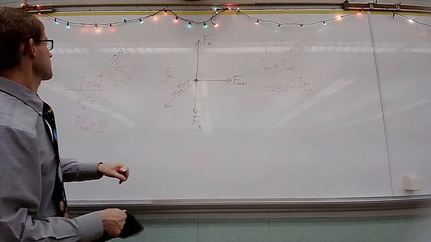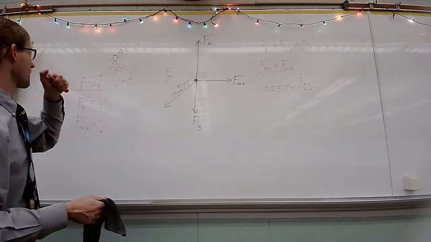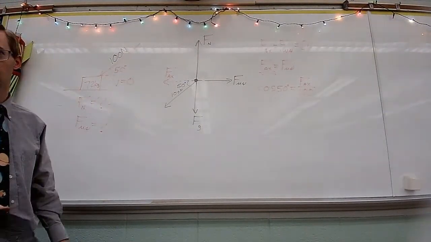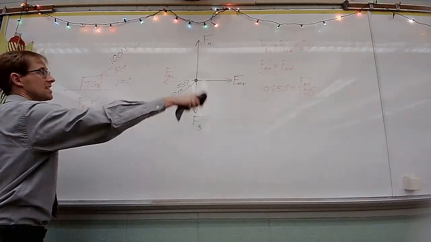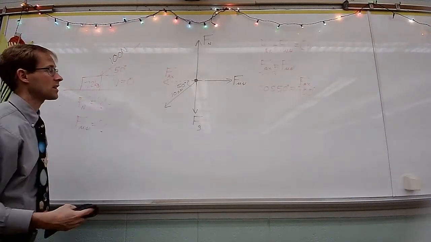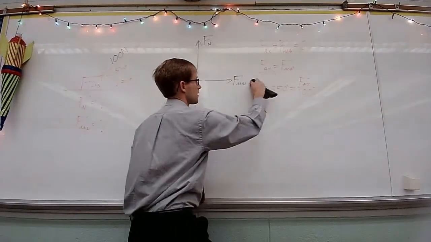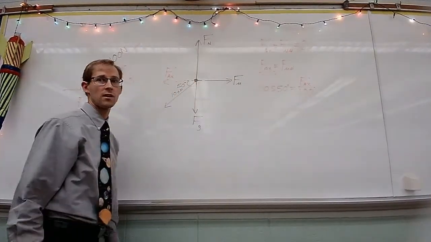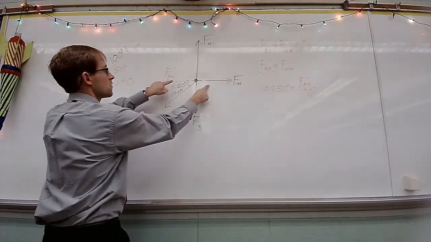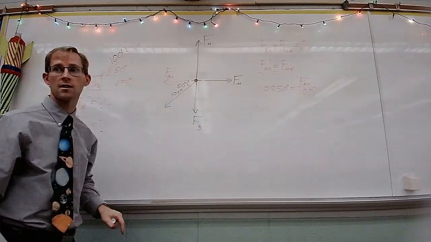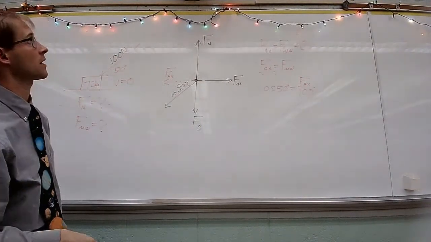Now, let's say that this was moving at a constant velocity. If this was moving at a constant velocity, we would do the exact same thing. The only difference is it wouldn't be static friction, it would be regular friction. Because if you're moving at a constant velocity, these two forces are still going to be the same size, because it's not speeding up or slowing down.